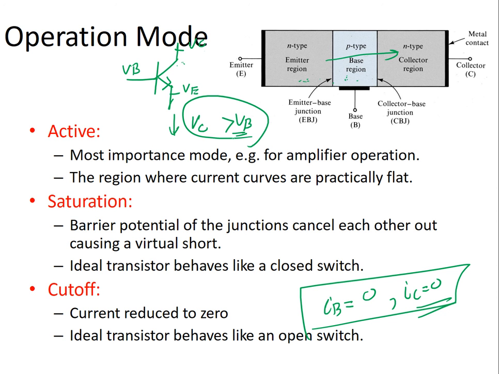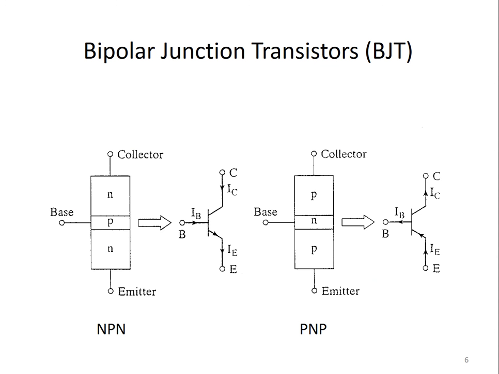And if this condition is not satisfied, that is, the collector voltage is less than the base voltage, we call this saturation mode. So this is the configuration. It is the same configuration which I just explained earlier: base, emitter, and collector, NPN, and this is PNP.